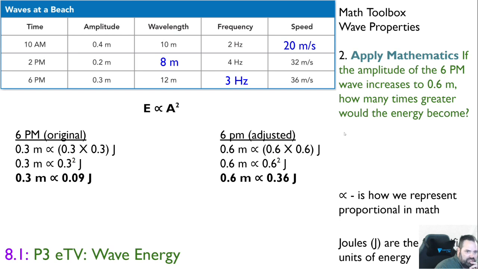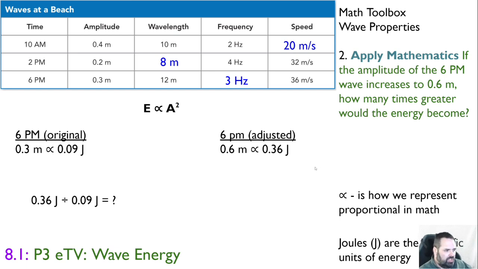Okay, so now the question is, we know how much it was initially, right? And we know how much it increased with our adjustment. Now we want to know, well, how many times bigger was this than the old one? So we're just going to divide 0.36, our new result, by our old result to see how many times bigger 0.36 is than 0.09. That's right, it's 4 times bigger, right?